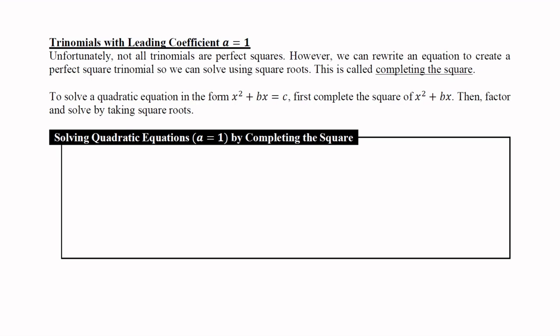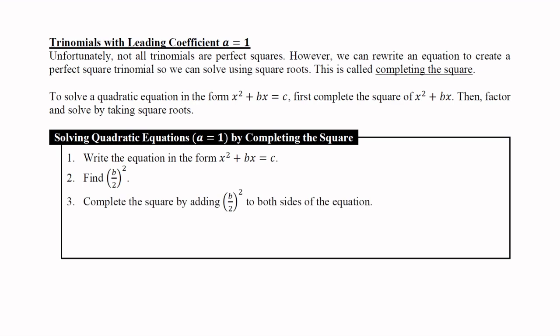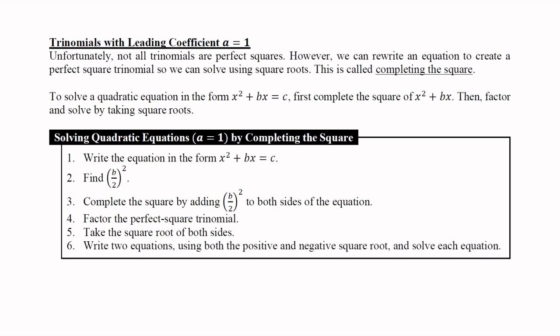So how do we achieve this? First, write the equation in the form x^2 + bx = c. So get your constant to the right side of your equation. Next, find (b/2)^2. Then complete the square by adding that result to both sides of the equation. Then factor the perfect square trinomial, take the square roots of both sides, and then write two equations using both the positive and negative square roots and solve each equation.